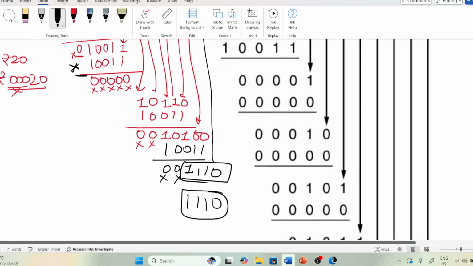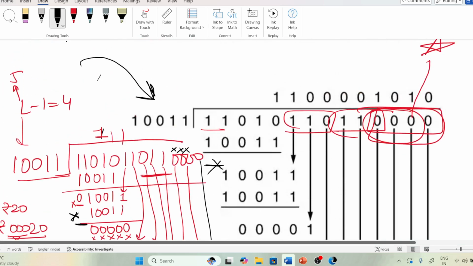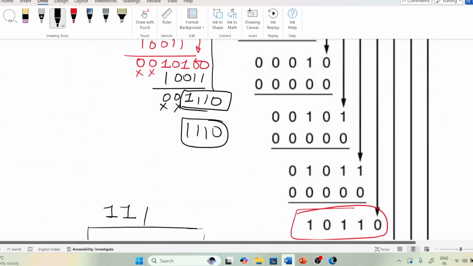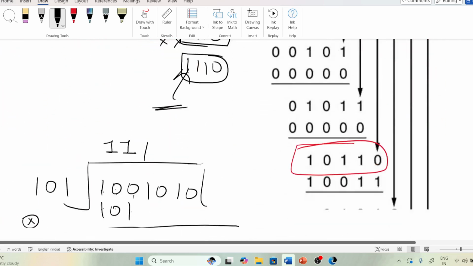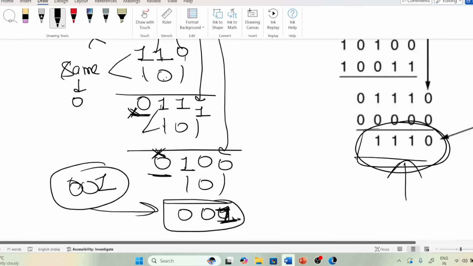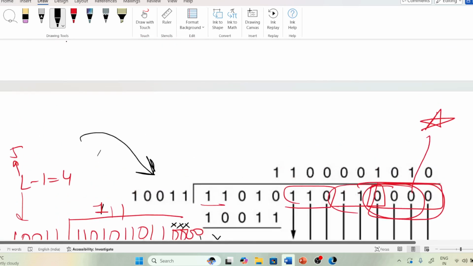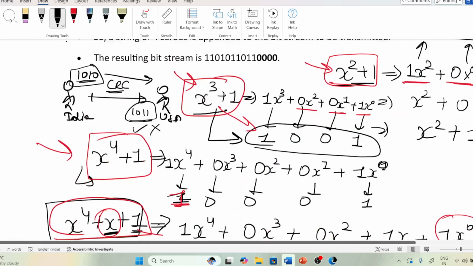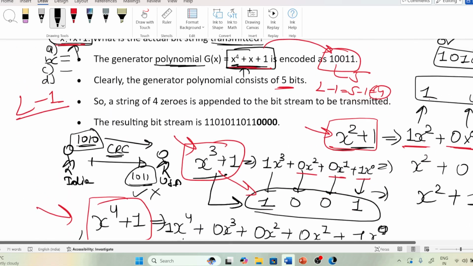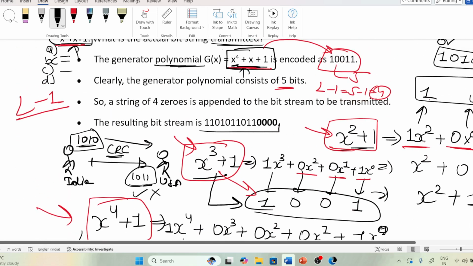Now I don't have anything left here. Nothing is left with me here. So this is my final remainder. This is my final remainder. The remainder that I got, look at this one, 3 times 1 0, 3 times 1 0. This is my final remainder. This remainder I am going to append to my data. So the data I want to send. This is the resulting bit stream. So here is the data which I want to send.